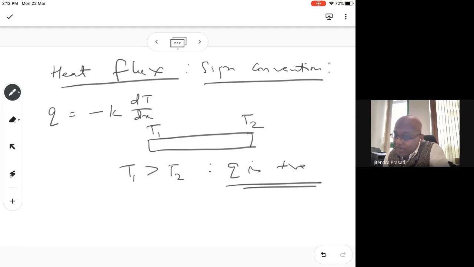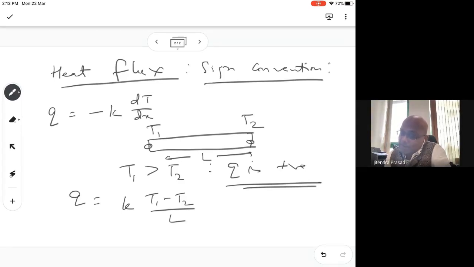Why? Because let's say you are using two-noded elements. Then you will have K times T1 minus T2 over L, where L is the length from here to here. This is what the Q will be, and this is positive. It means if heat is flowing left to right, you call it positive.